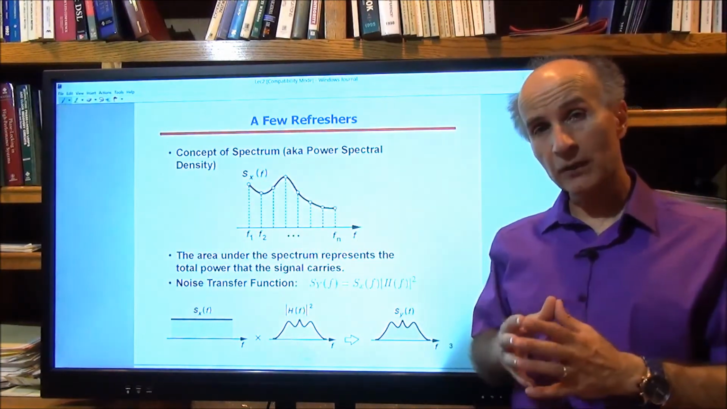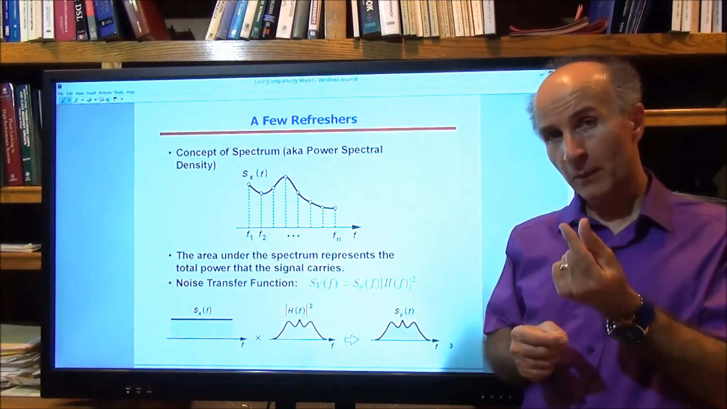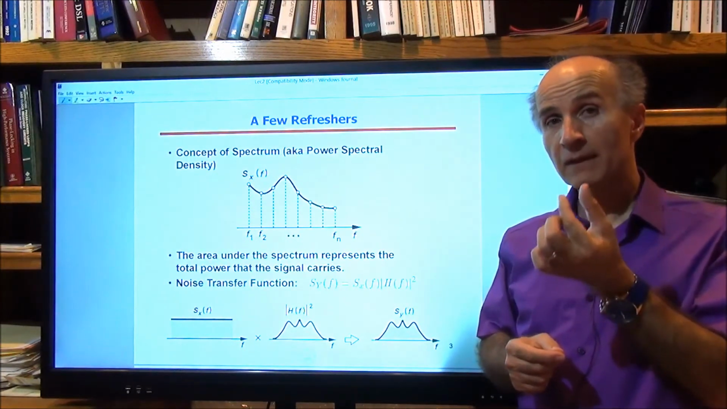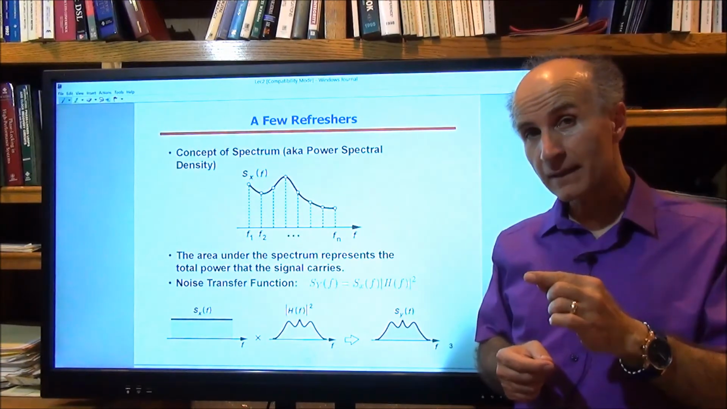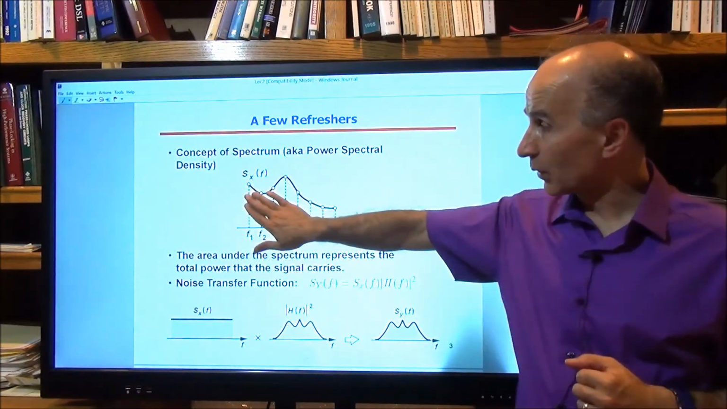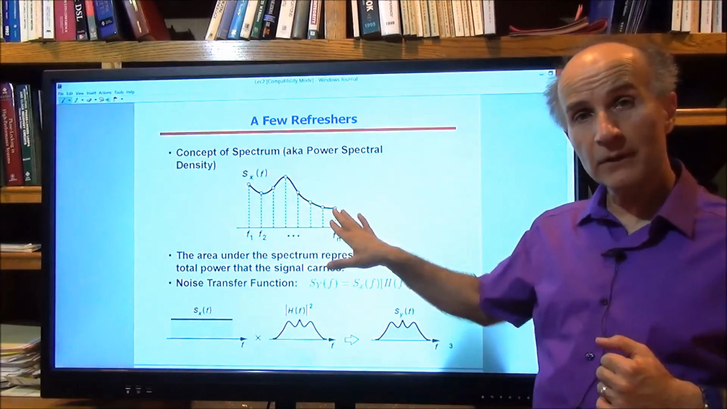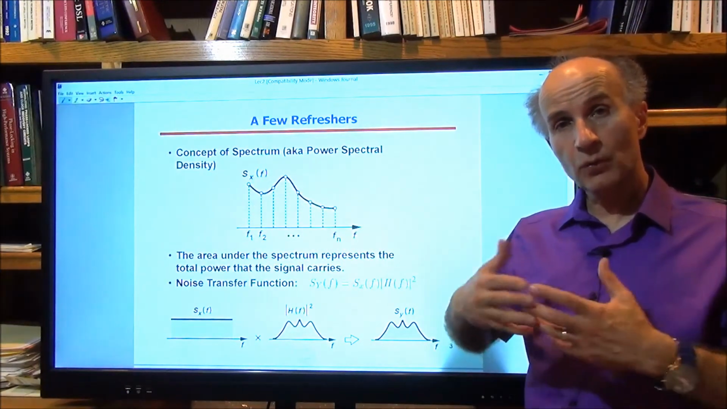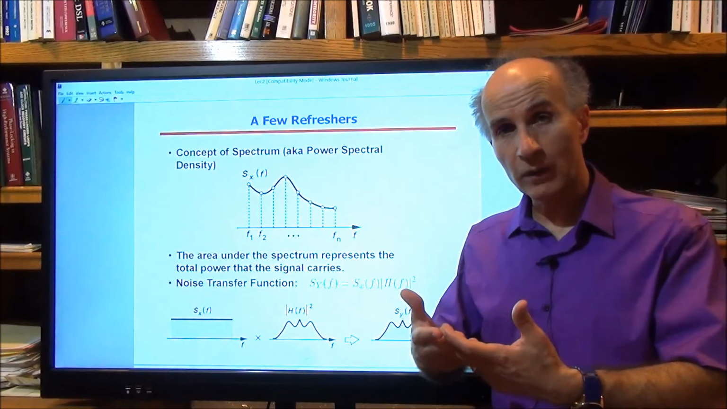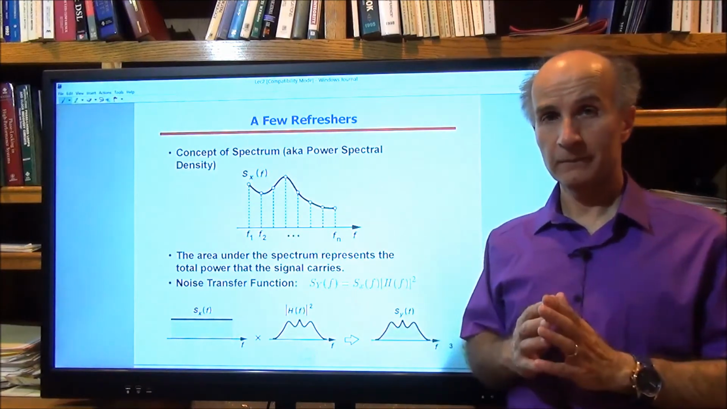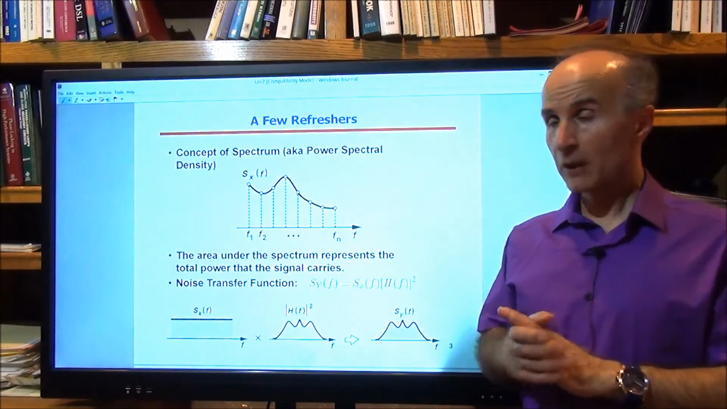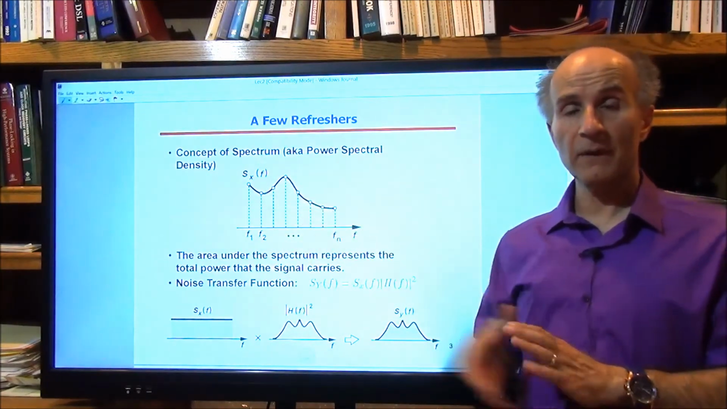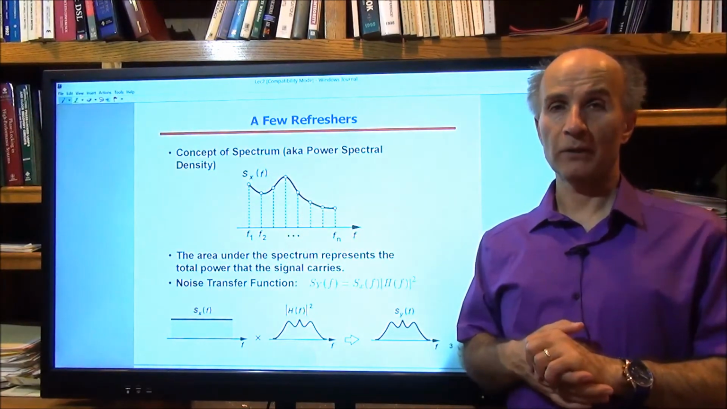Now, in theory, actually, it should not be a 1 Hz bandwidth. It should be an infinitesimally small bandwidth. And if that's the case, then you can see that the total area under the spectrum represents the total average power carried by the signal, because it's across all frequencies. So that's also good to remember. We integrate this area, we integrate this function to find the average power, total average power.